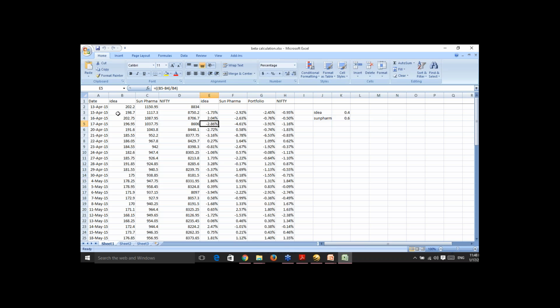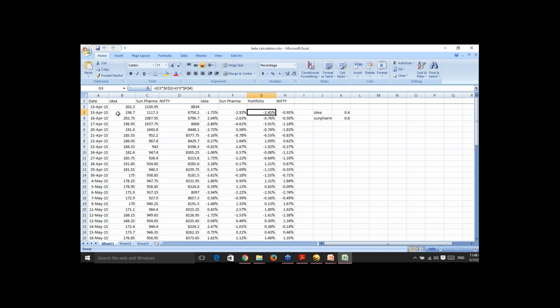So I take the percentage return on the Idea one day change. It went from 202 to 198. So the one day change was minus 1.73%. I put a simple formula: selling price minus buying price divided by the buying price. So previous day price, today's price. I reduce today's price minus previous day's price divided by the previous day's price. I get the daily return. So I put that return here, Sun Pharma and Idea, and the return of Nifty.